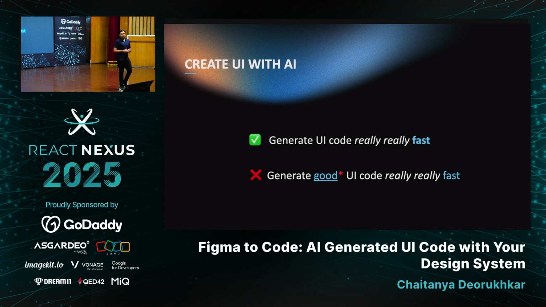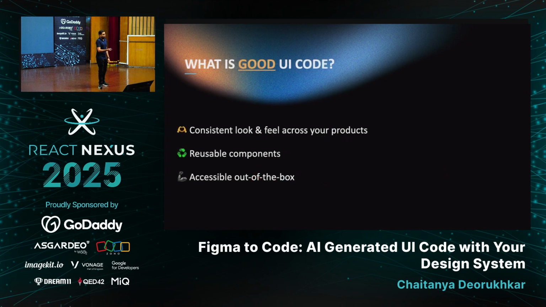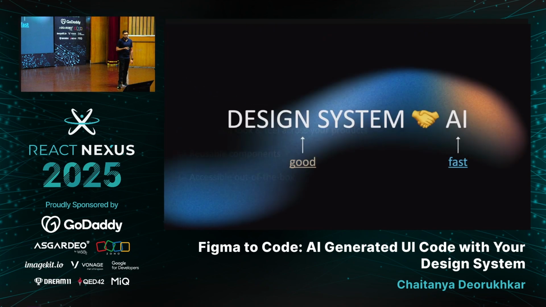So we thought, what's good for us at Razorpay? And how do we define good UI code at Razorpay? This is what we ended up with. It needs to be consistent, it needs to be reusable, it needs to be accessible. And this sounded awfully similar to a problem that we were already trying to solve with our design system.